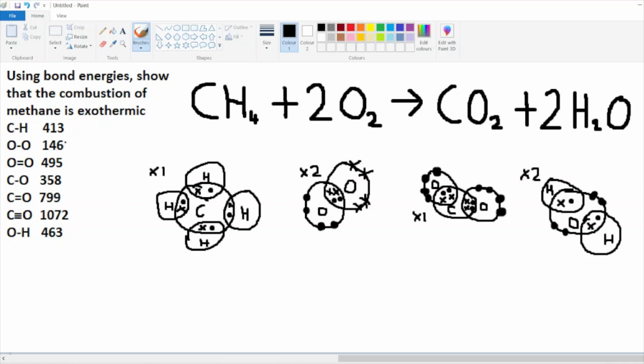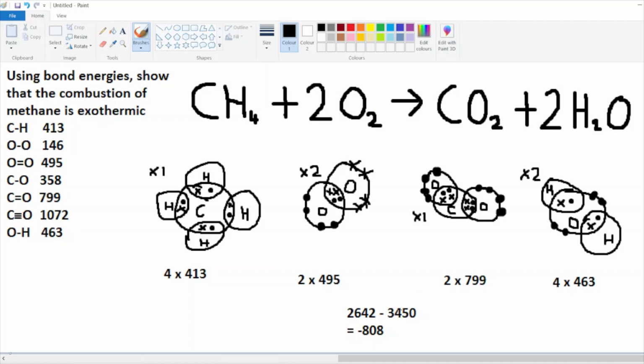Now we can work out which bonds we need. So there's a single shared pair here, we've got double shared pairs here, we've got double shared pairs here, and we've got single shared pairs here. And there we have our final answer, obviously remembering that this is the energy needed to be put in to break the bonds, and this is the energy released after making the bonds.